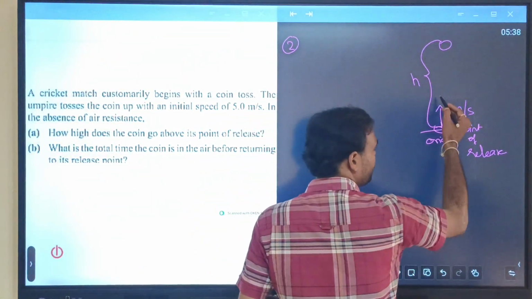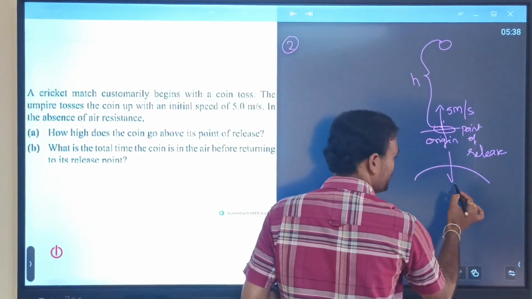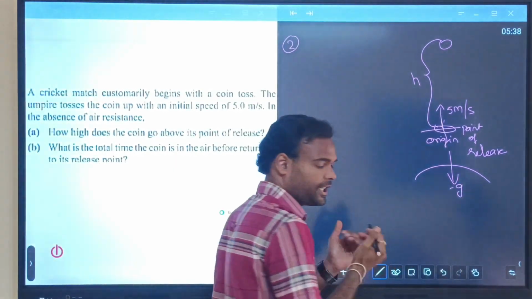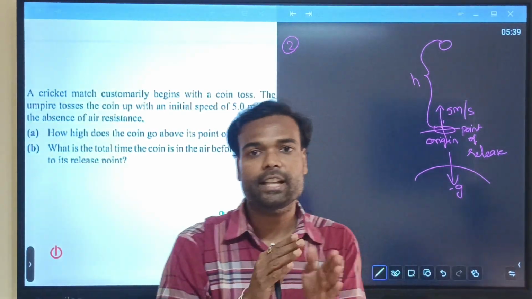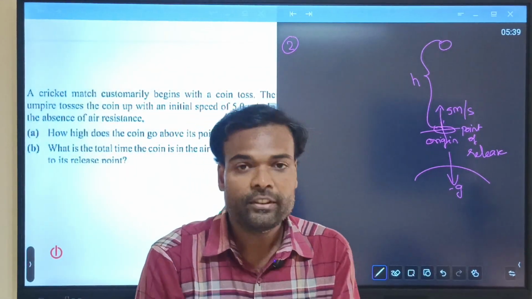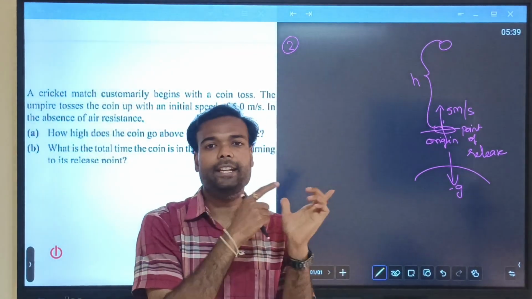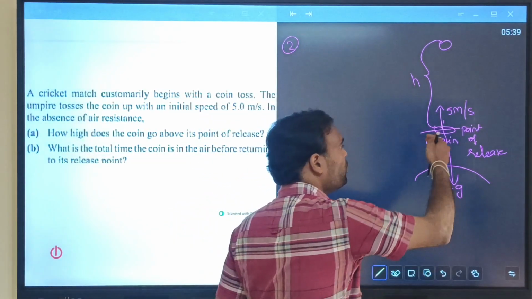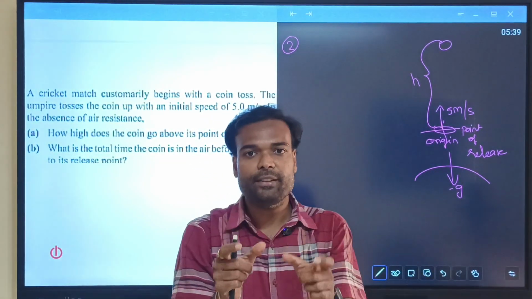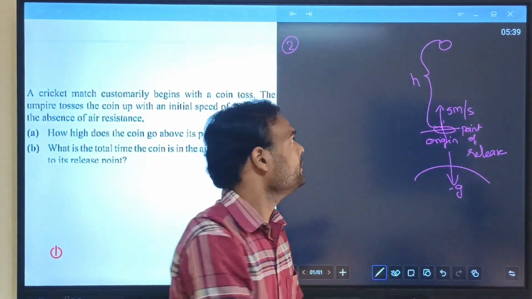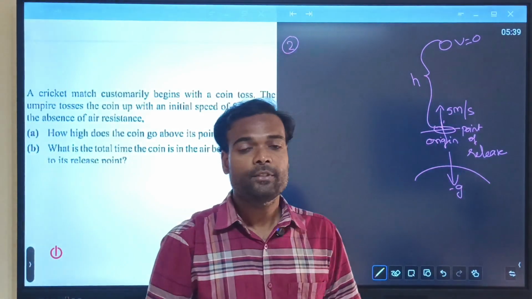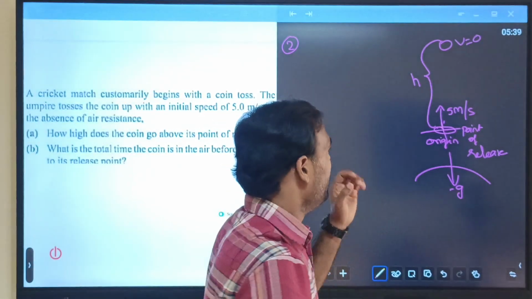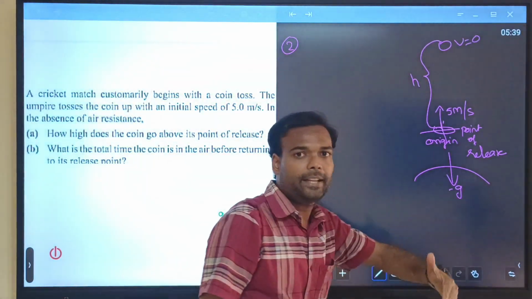Automatically, the velocity vector is in the upward direction, and the acceleration due to gravity is in the downward direction, right? That is, the velocity vector and acceleration vector are in opposite directions to each other. This makes retardation in my object. That means as it moves in the upward direction, its velocity reduces to zero. Now they are asking at what height its velocity becomes zero.